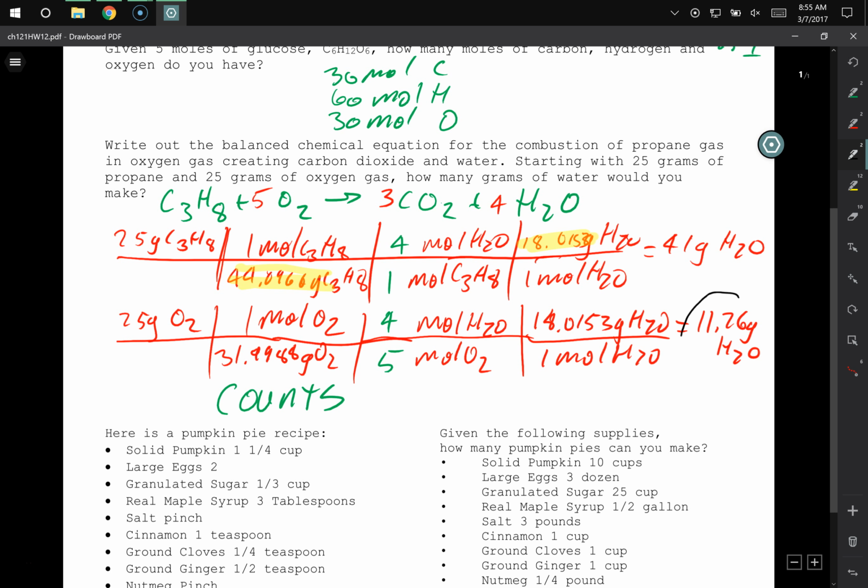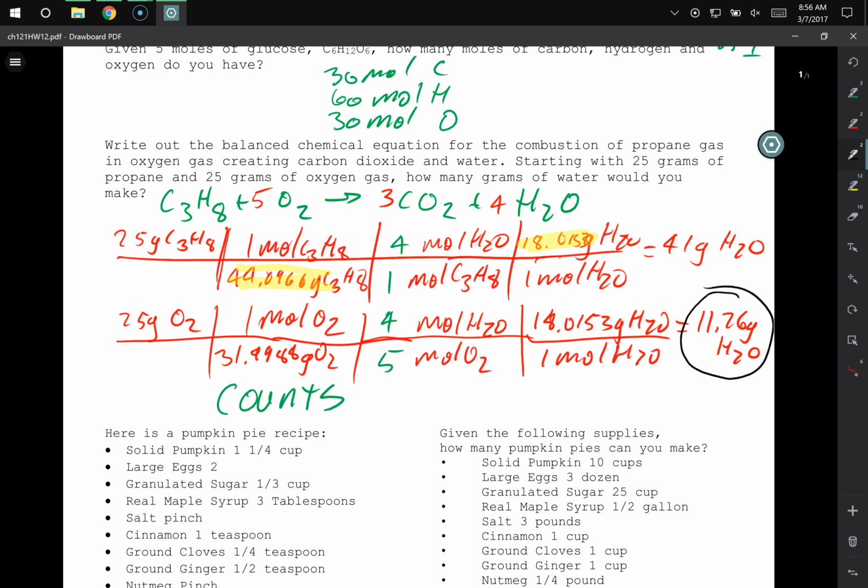The moment that I've made this much water, what happens? I am out of oxygen. I know I started with the same mass of these, but that doesn't matter for two reasons. One, these things don't have the same mass. This one weighs 44, this one weighs 32. And every time I use one of these, what do I need to do? I need to use 5 oxygens. So I'm using up my oxygen molecules 5 times faster than my propane molecules. So I'm literally going to run out of my oxygens first.